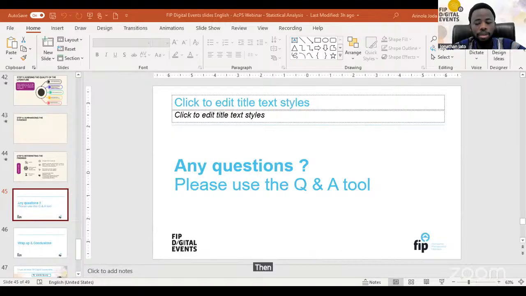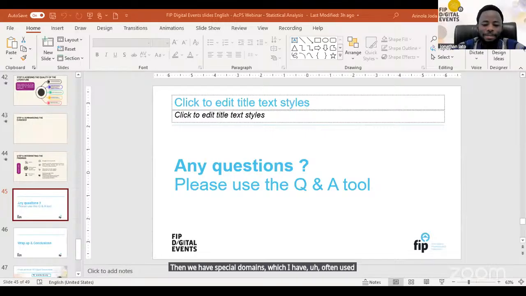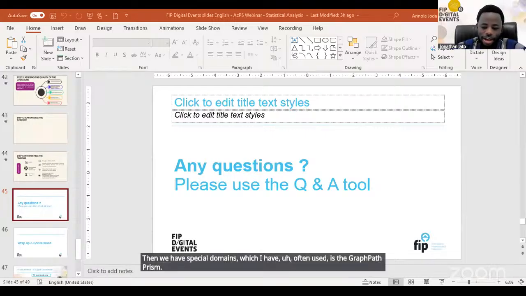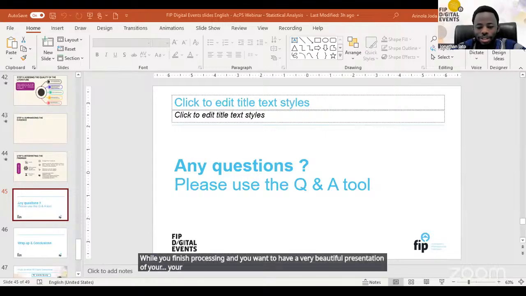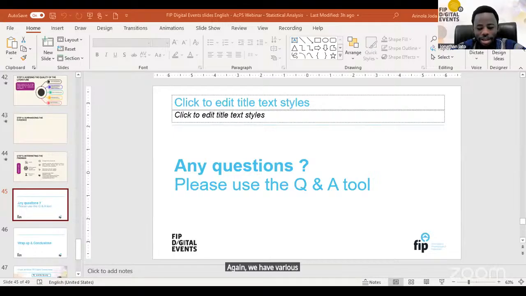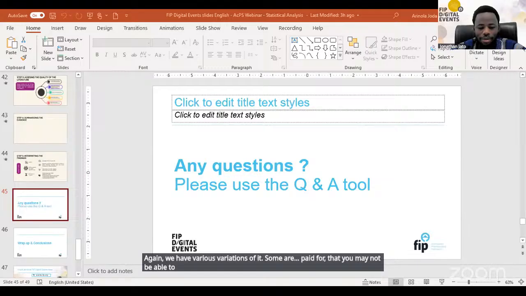Then we have special domains, which I have often used, which is GraphPad Prism. GraphPad is very effective if you want to have nice images. When you finish processing and you want to have a very beautiful presentation of your figures or your tables, your graphs, then GraphPad Prism is the place to go. Again, we have various variations of it. Some are paid for that you may not be able to get depending on the level of analysis you have.